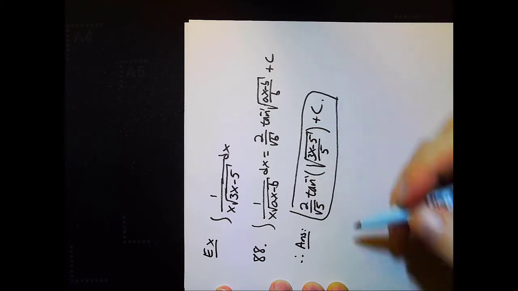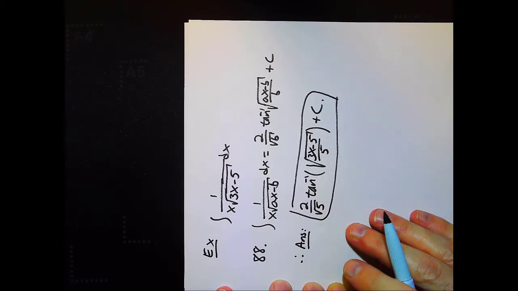Easy as that. Now, you need to be very careful with these tables because there are other examples in the table that are very similar, like number 89, but doesn't work in this particular case. Be very careful with that.